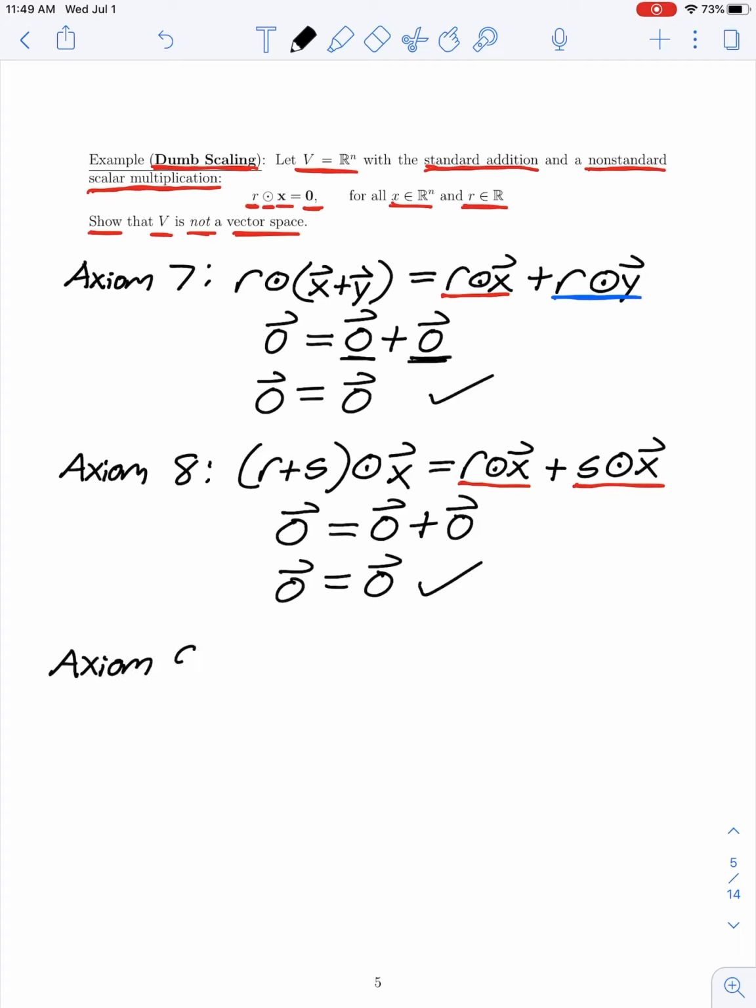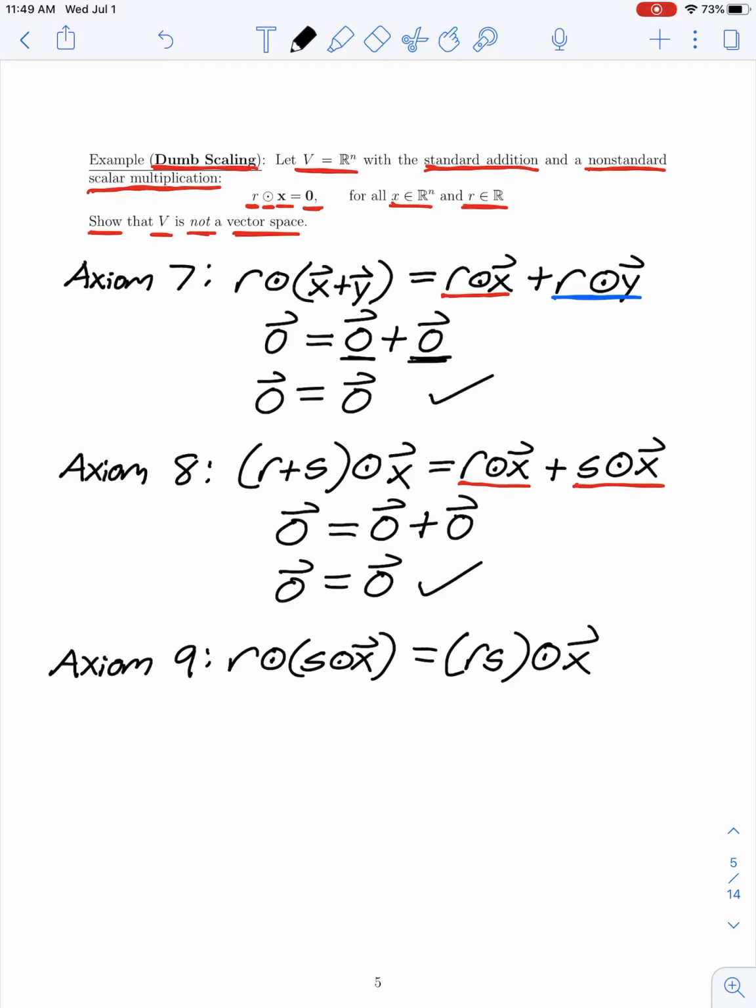Axiom 9 is considering the following. If we take a scalar multiple, using this weird product definition, of a scalar multiple of a vector x, is that equal to the product of the scalars r and s, and taking that scalar multiple of our vector x? So let's take a look at this.